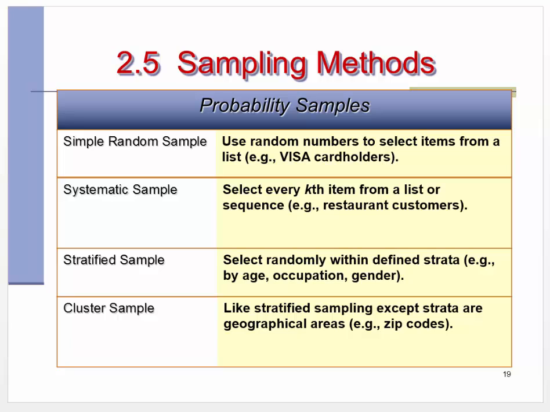There are different ways for us to collect our samples. By simple random sample, we use random numbers to select an item from a list. For example, the Visa card holders. A systematic sample is where we select every kth item from a list or sequence. For example, restaurant customers. A stratified sample is where we select randomly within defined strata. For example, by age, by occupation, or gender. A cluster sample is like a stratified sampling, except the strata are geographical areas, such as zip codes.